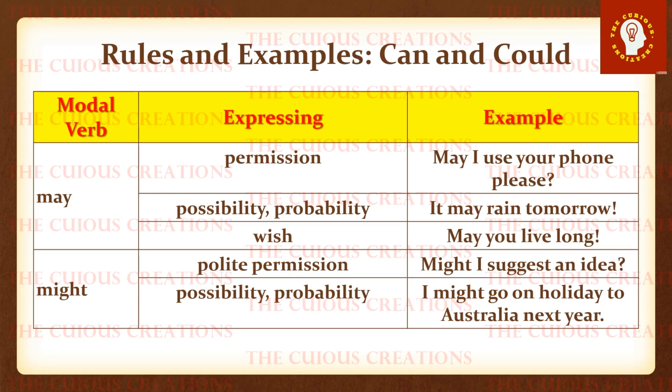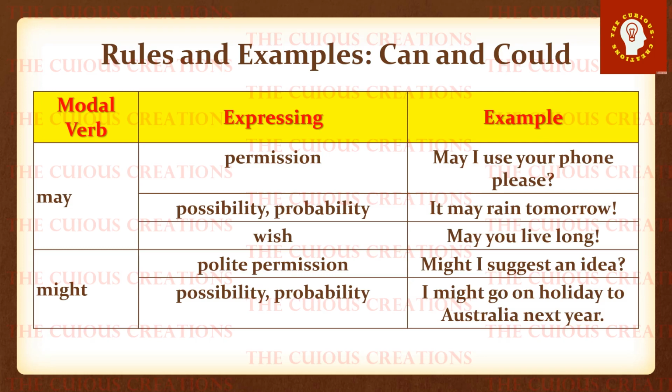It is also used to suggest a possibility, or probability about something. Please note that, in order of ranking, it ranks third, following can and could. An example for this usage is, it may rain tomorrow. May has another use. It is also used to wish someone, for example, may you live long.